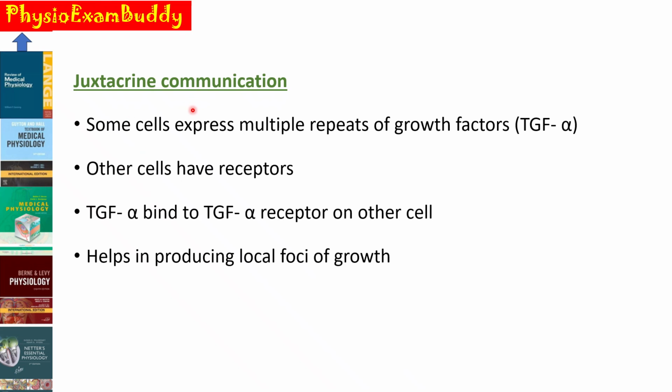And the last one is juxtacrine communication. That is, some cells will express multiple repeats of growth factors, for example, transforming growth factor alpha. The other cells have the receptors, so the TGF alpha will bind to the TGF alpha receptor present on the other cell, thereby helping in producing local foci of growth. That type of communication between the cells is known as juxtacrine communication.